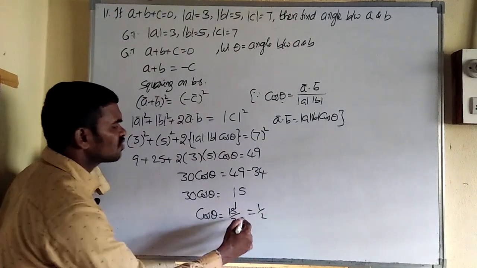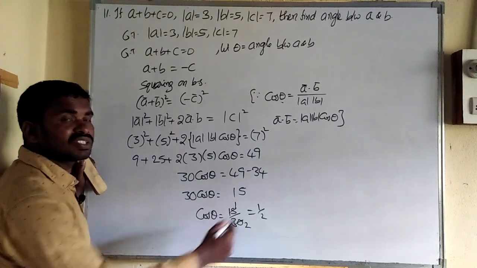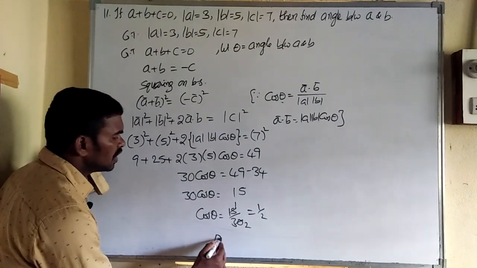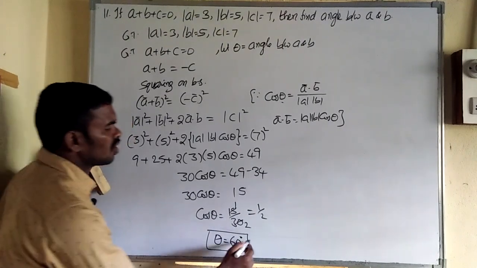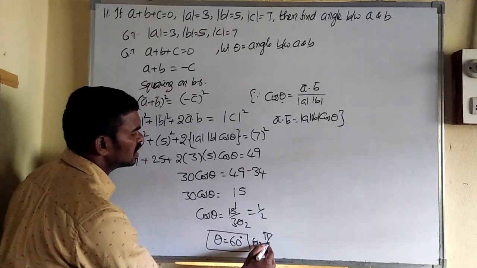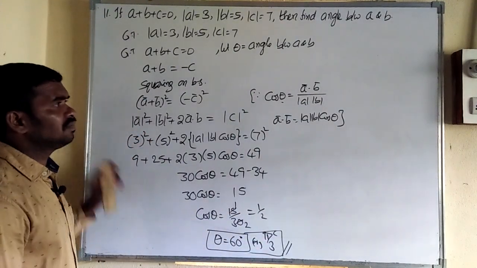When the cos value is 1 by 2, theta is 60 degrees. So what is the answer? 60 degrees, or we can express it in radians, pi by 3 radians is the answer. Is it clear?